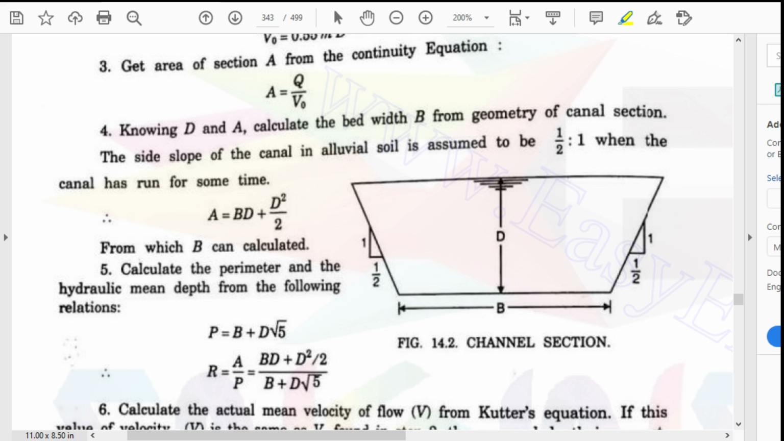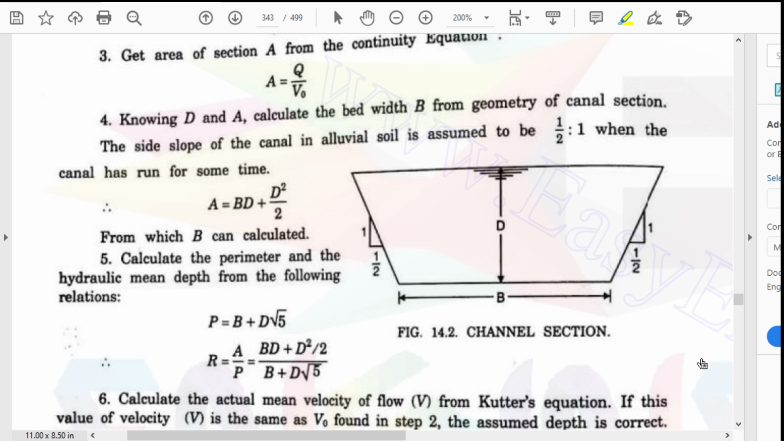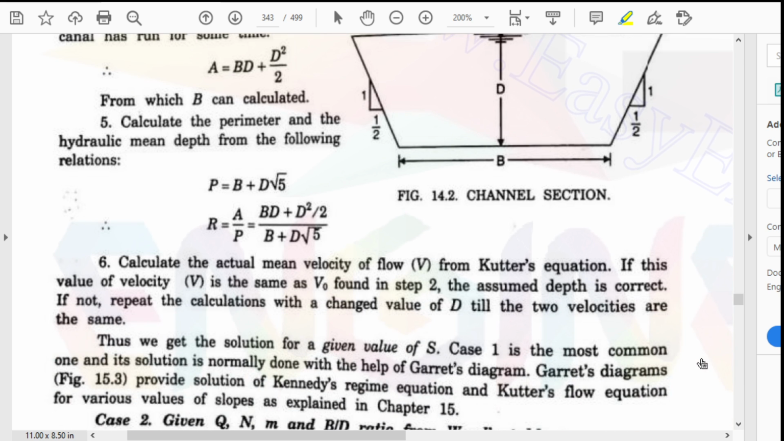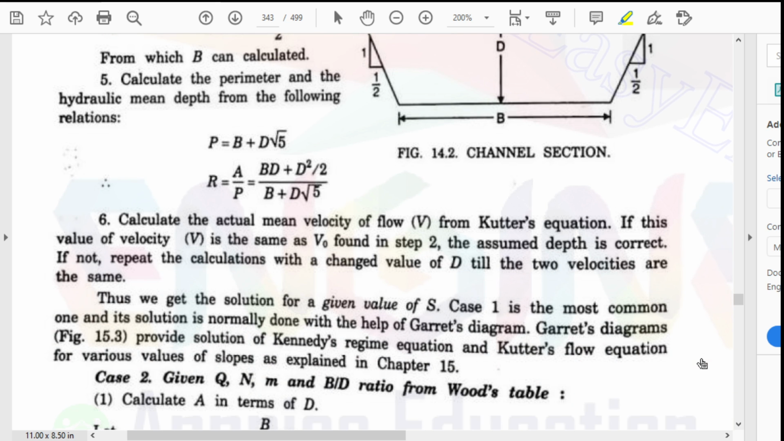Now the formula for hydraulic mean depth is area upon wetted perimeter. Okay, area upon wetted perimeter. So A by P equals your R or M. Substitute the values or formulas, you will get the value of your hydraulic mean depth. Now hydraulic mean depth is obtained, you have depth, bed width, area, so you can use Kutter's equation and find out the actual mean velocity of flow.